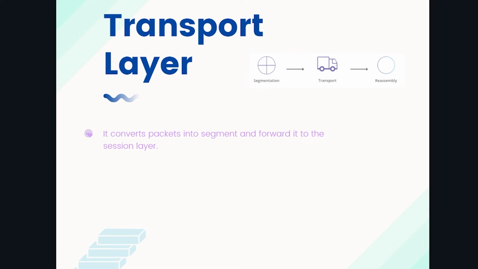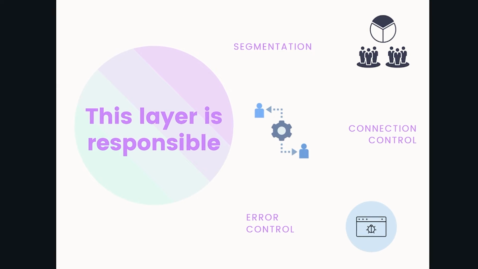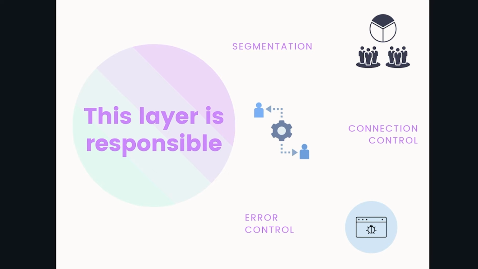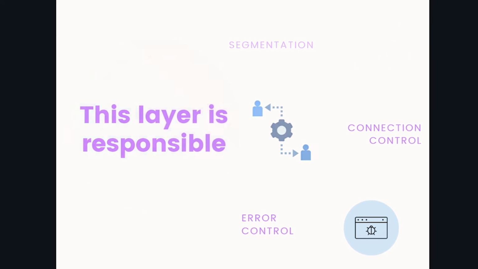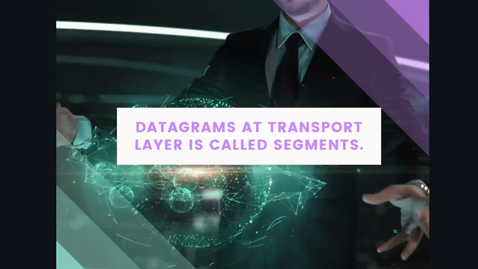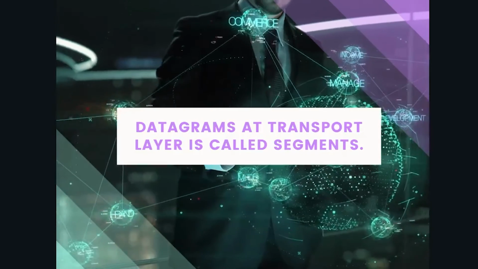Transport layer is the fourth layer of the OSI model. It converts packets into segments and forwards it to the session layer. This layer is responsible for segmentation, connection control, flow control, and error control. Protocols that work under this layer are TCP and UDP. Datagrams at the transport layer are called segments.